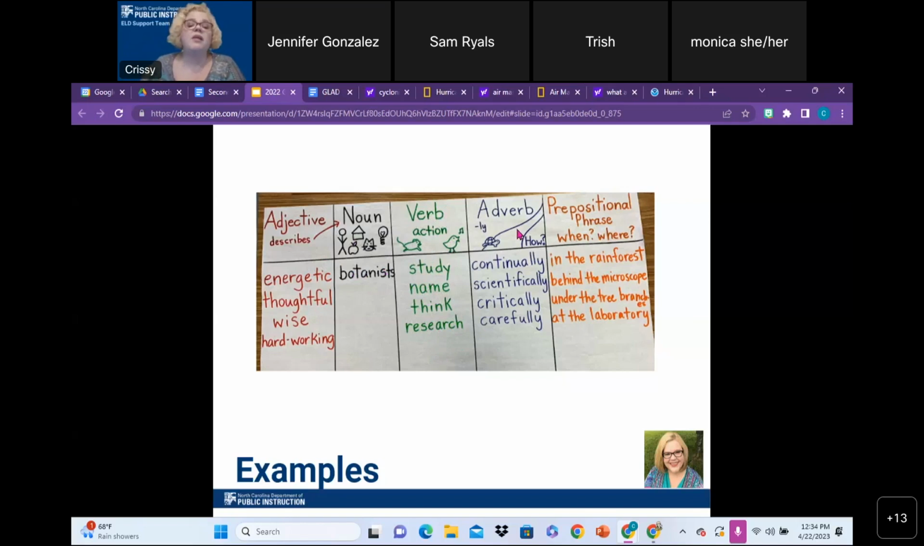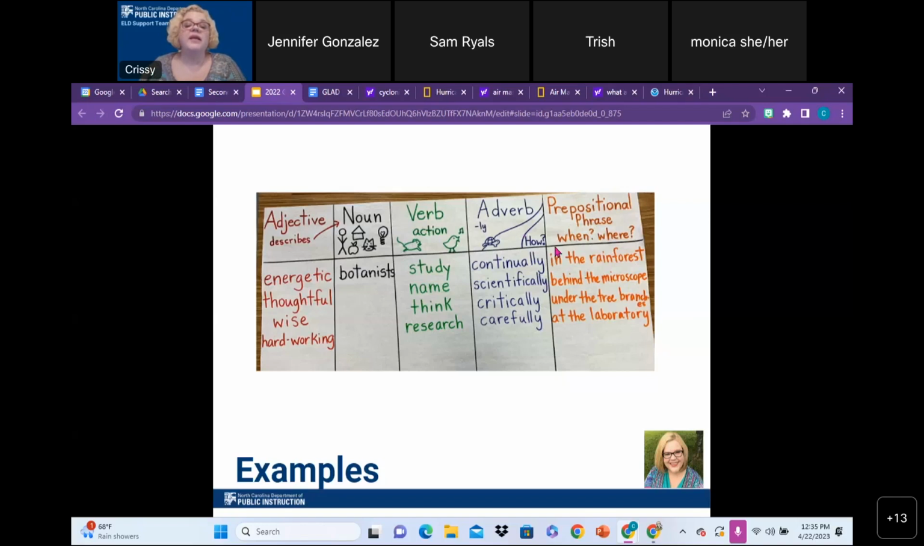Notice the adverb column here. It's suggested that you not put the adverb column in until you are past K and 1, kindergarten and first grade. It's not suggested they have an adverb. It is suggested that it just be 4 columns: adjective, noun, verb, and prepositional phrase. Second grade forward, adverbs are added in. And that's just more developmentally appropriate for those grade levels.